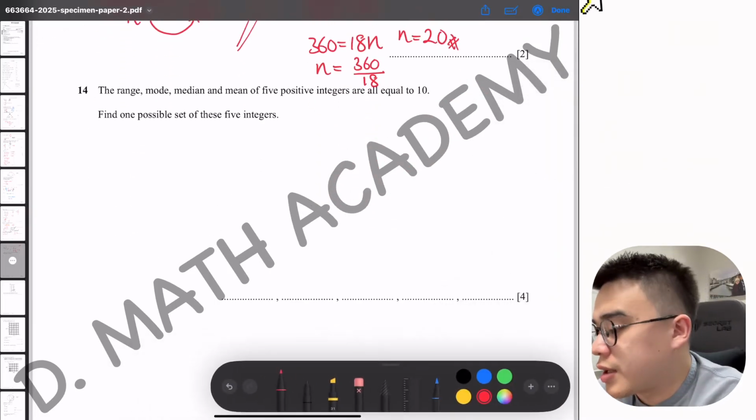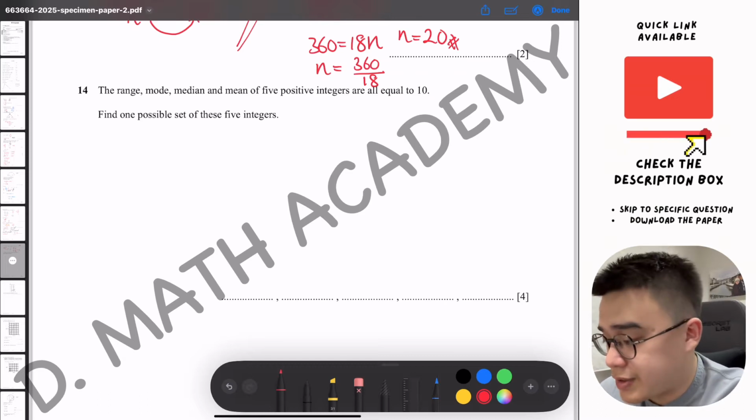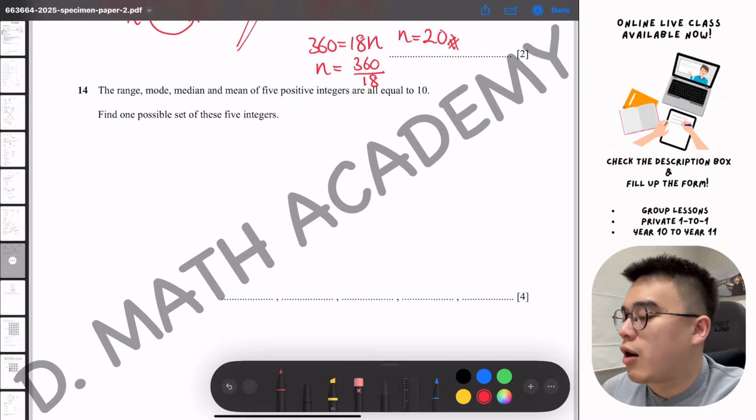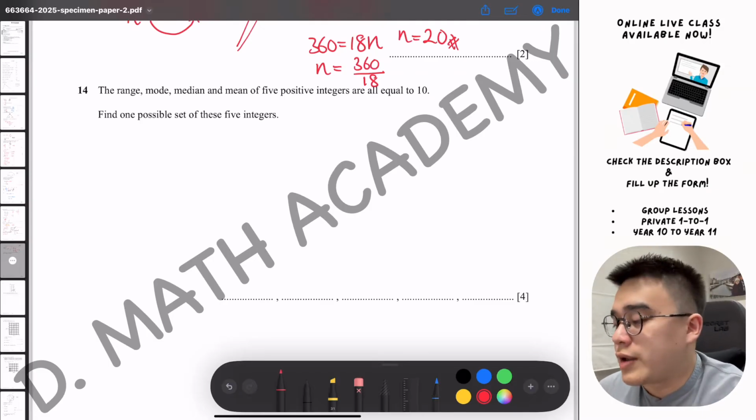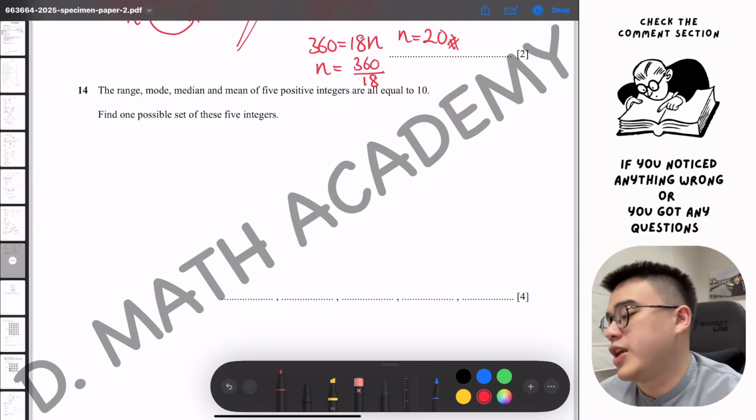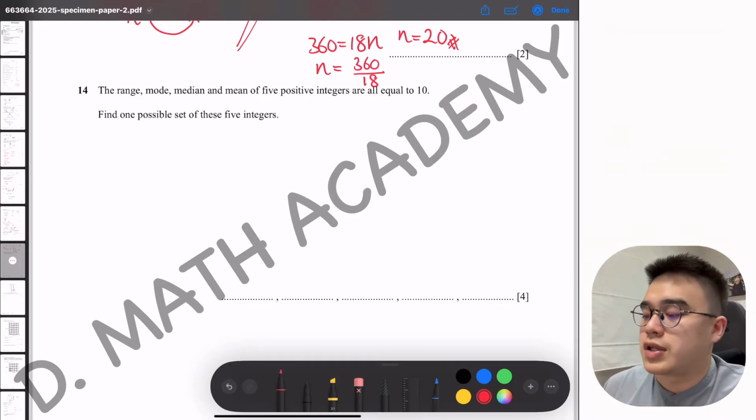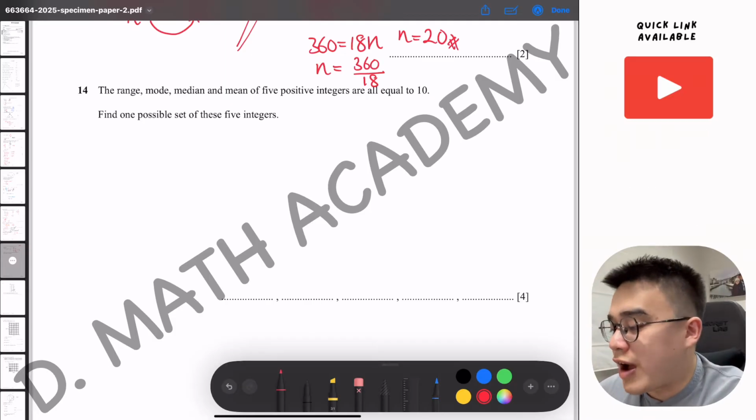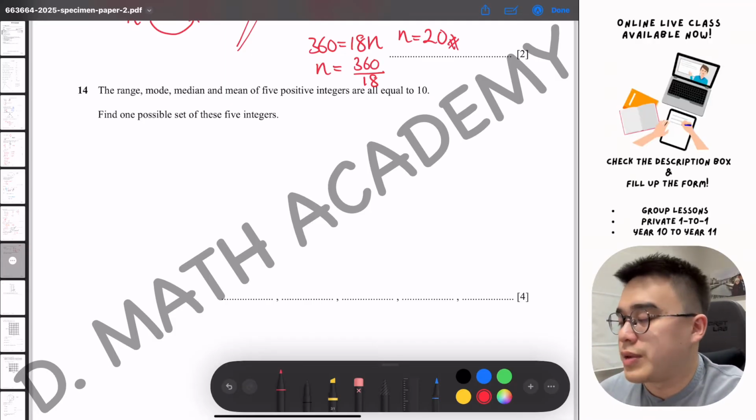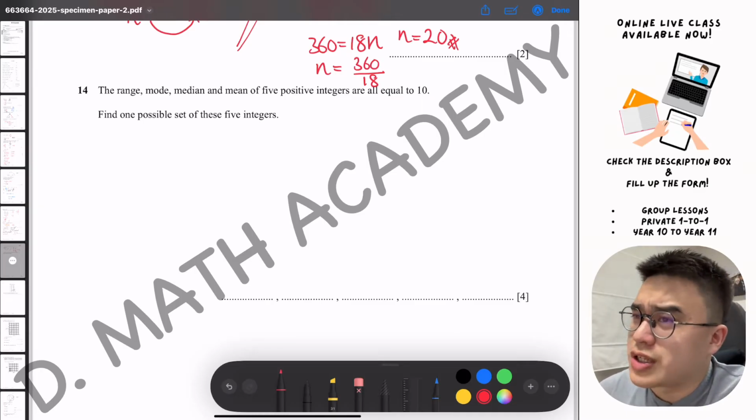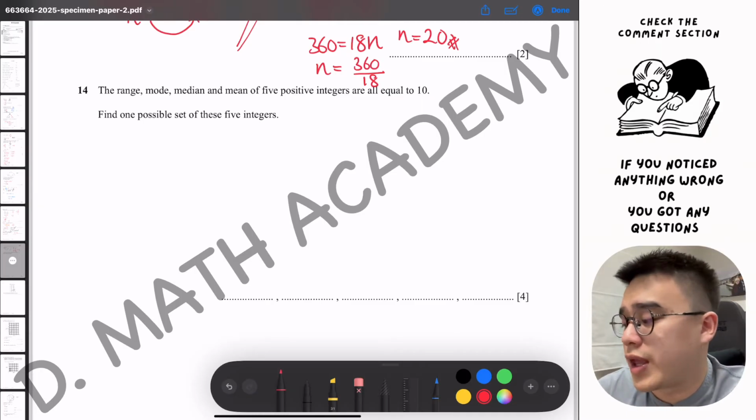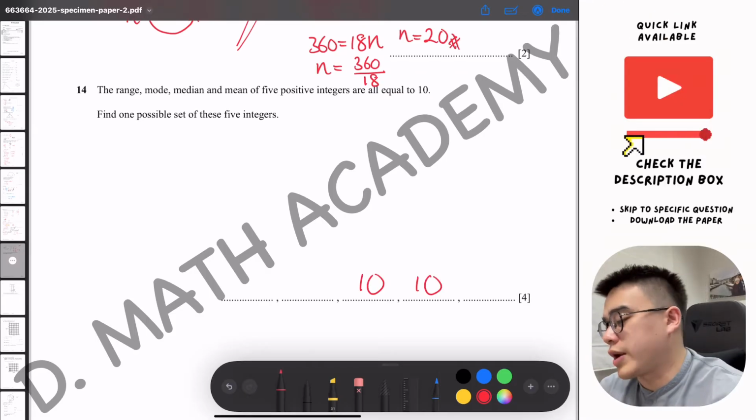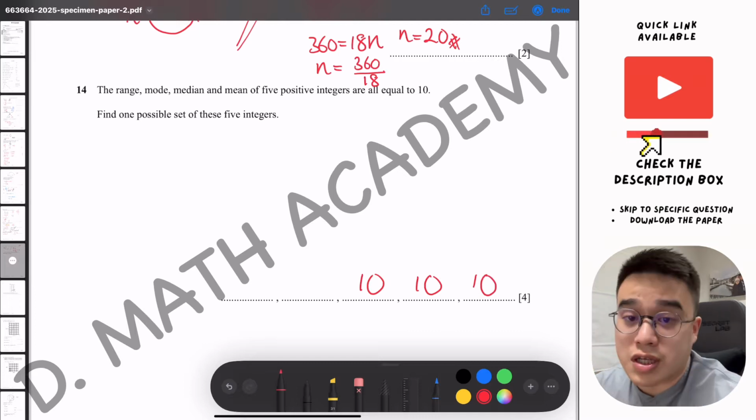Question 14. This is one of my favorites in this set of paper. They mentioned that the range, the mode, the median and the mean are all equal to 10. Find one of the possible sets of these 5 integers. First of all, the thing I would use is the mode. For 5 numbers, the mode would at least have to be 10, 3 times or 2 times. So I'm leaning towards having 2 of them first, or I can actually set it as 10 just for the sake of verification.